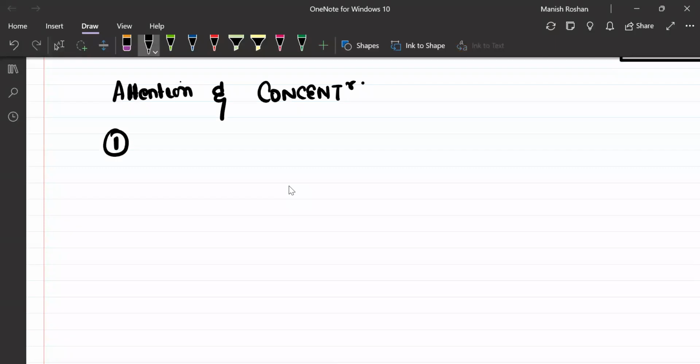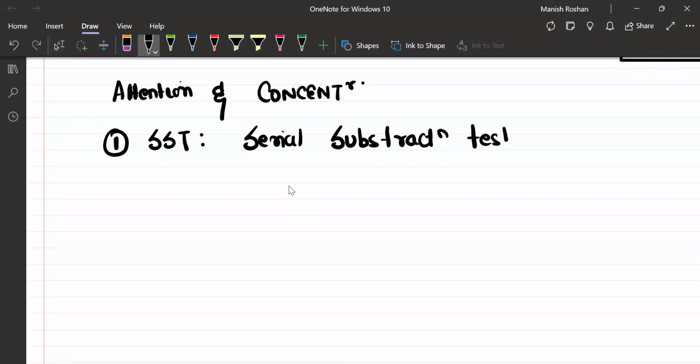So the first is the serial subtraction test. There are three serial subtraction tests that you can actually employ. Well, first is the 100 minus 7. That is the standard one. So you can ask the patient. I'll definitely give the instructions. Let me first write all the tests.